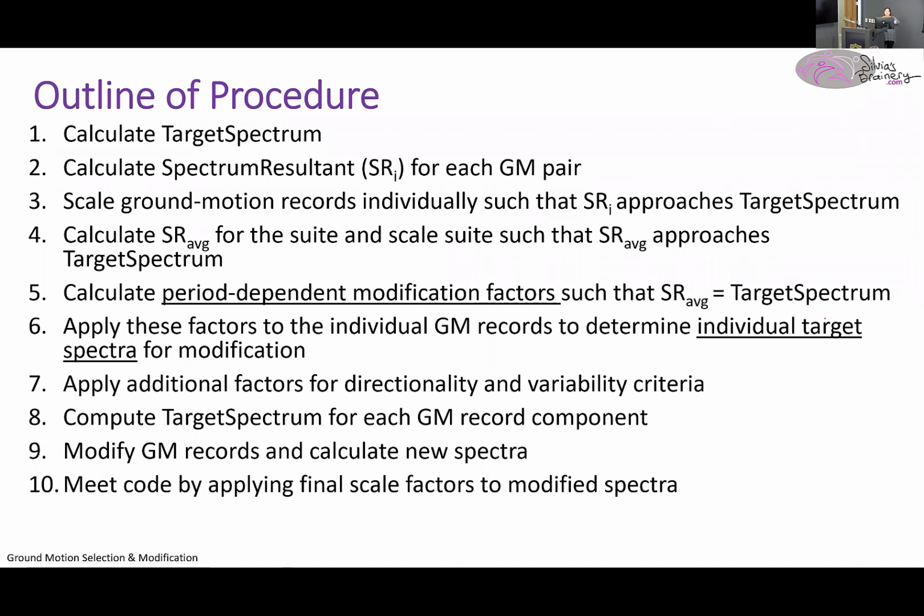Then you can do some additional work if you want to do some directionality, compute additional factors if you want to play with the variability at this point. Then you take these factors, apply them to your spectra, and run them through RSPMatch. In the old days with RSPMatch, you put in one target spectrum and took these 22 ground motions and matched them all to the same target spectrum. Now you have to do a little bit more bookkeeping because each record is going to have its own target spectrum. But that's all it is.